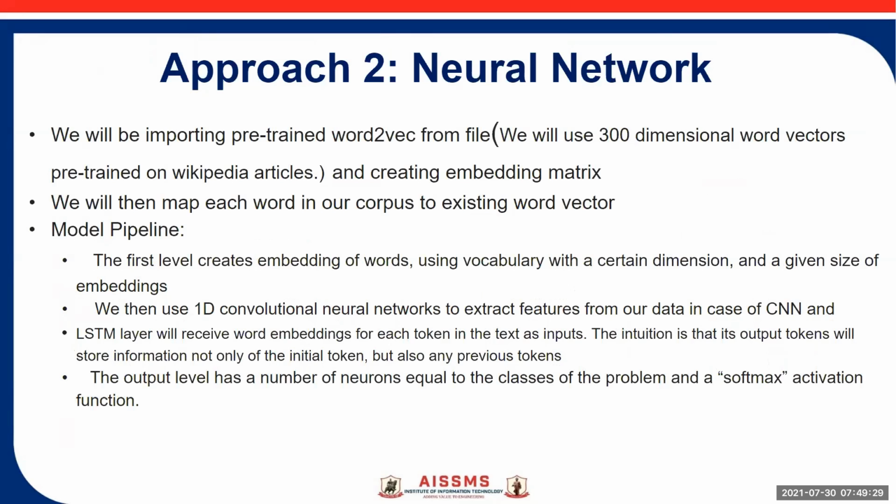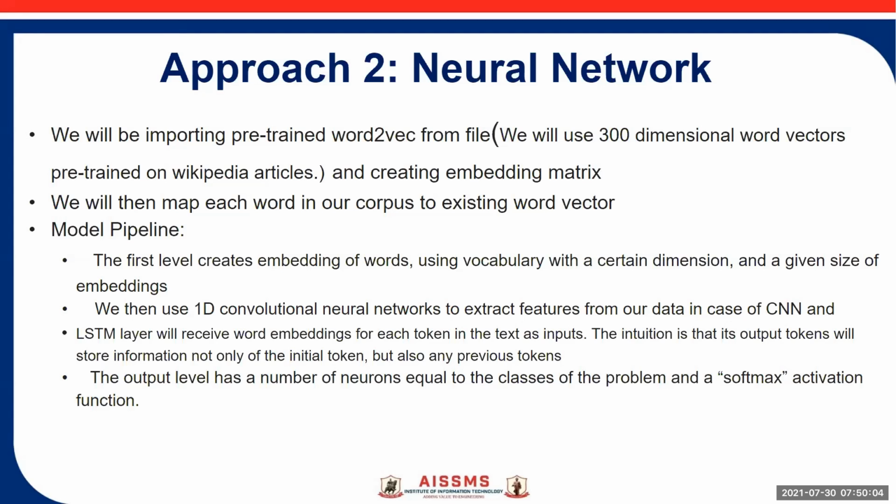So coming to the model pipeline. The first level creates embedding of words using the vocabulary with a certain dimension and a given size of the embeddings. We then use a 1D convolutional neural network to extract features from our data in case of CNN, that is, pattern is detected. By varying the size of kernels and concatenating the outputs, we can detect patterns of multiple sizes.